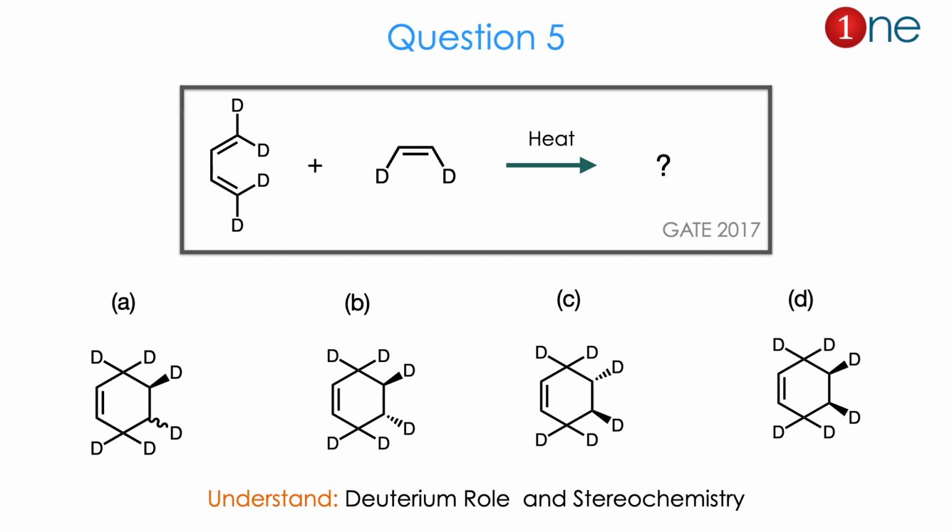The product is a ring closed one, a 6-member ring with alkene, and the question is whether the deuteriums are cis to each other or trans to each other, or syn to each other. Trans means that one deuterium is above the plane and one below the plane. So the question is really about how the ring is closed. What is the stereochemistry of deuterium there? From the question to the products, you might guess the role of deuterium and its stereochemistry is important here. The answer is D. Let us see how.